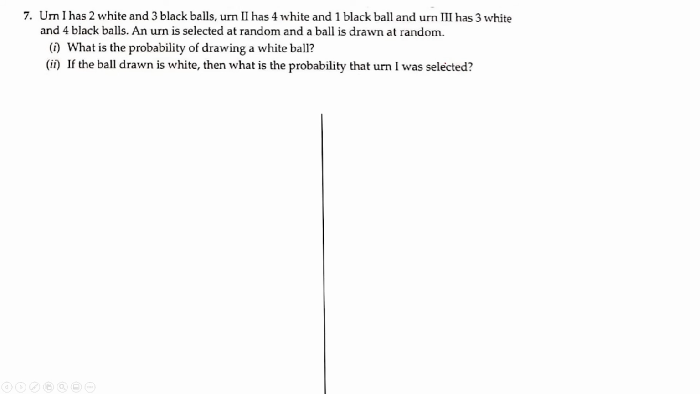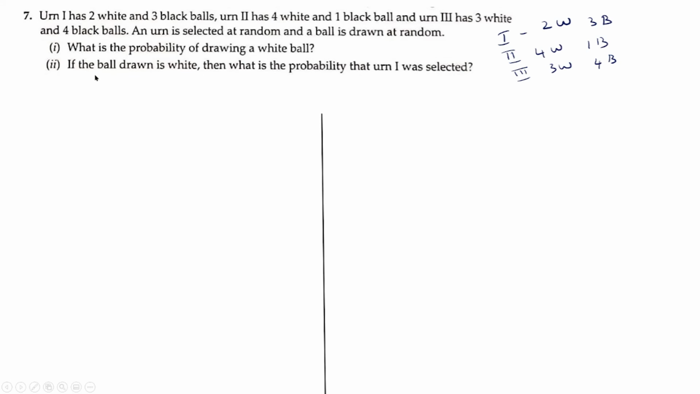So we have 3 urns, urn 1, urn 2, urn 3. Urn 1 has 2 white and 3 black balls. Urn 2 has 4 white and 1 black ball. Urn 3 has 3 white and 4 black balls. An urn is selected at random and a ball is drawn. We need to find the probability of drawing a white ball. And here this is the theorem of total probability or law of total probability. Whereas the second subdivision, if the ball drawn is white, what is the probability that urn 1 was selected?